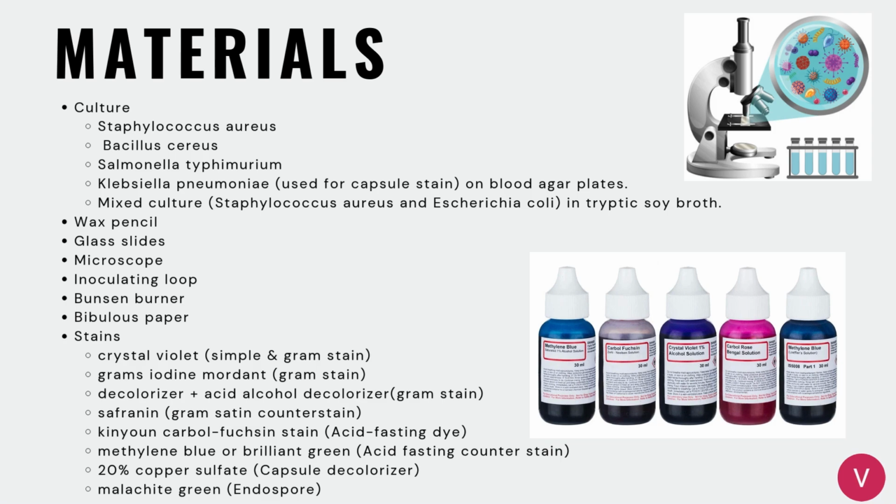Our gram iodine mordant, which was used for our gram stain, our decolorizer, and our acid alcohol decolorizer. These were used for the gram stain, and then safranin, which was used as the gram stain counterstain. Quinone carbol fuchsin stain, which was used for the acid fast dye. Methylene blue or brilliant green, 20% copper sulfate, and malachite green.